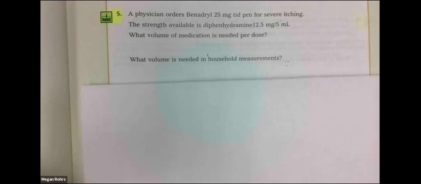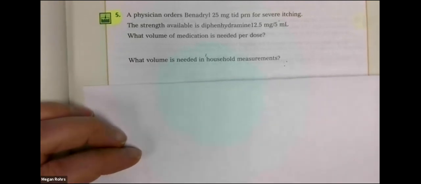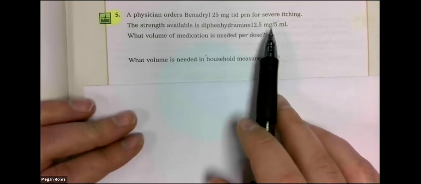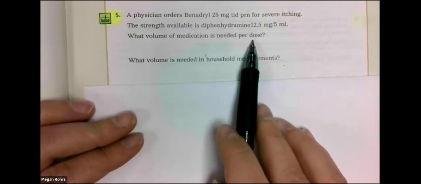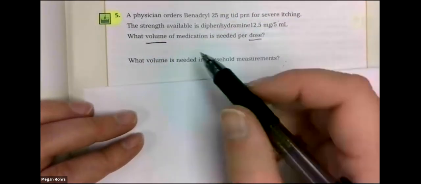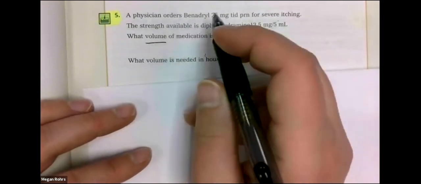Okay, number 5. A physician orders Benadryl 25 milligrams 3 times a day as needed for severe itching. The strength available is diphenhydramine 12.5 milligram per 5 ml. What volume is needed per dose? So once again, we're looking for our dose volume, which means we're looking for milliliters.